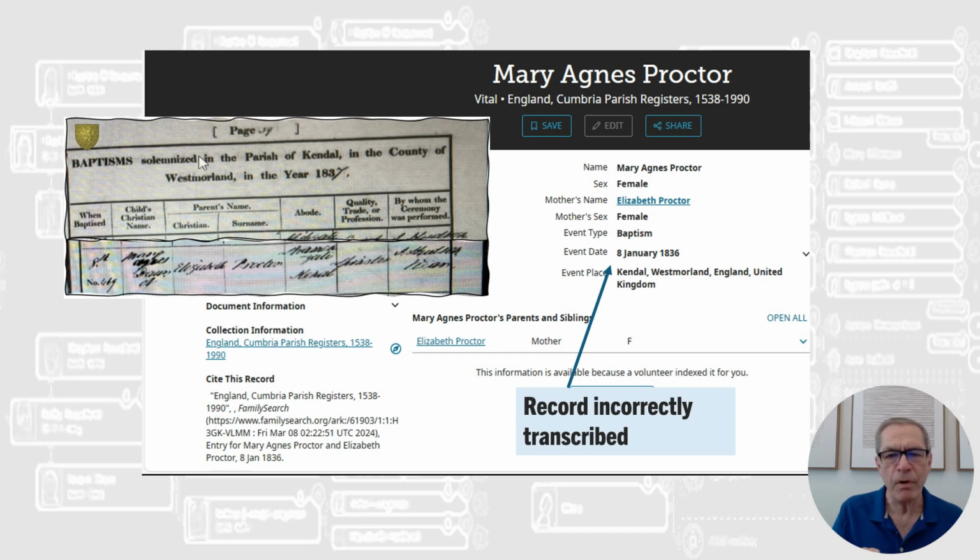And this is an image of Mary Agnes's baptism. Her mother is Elizabeth Proctor, who is unmarried, and there is no father, just as we saw in her marriage certificate. This is a clue, but still not conclusive. Another note, there's a transcription error.